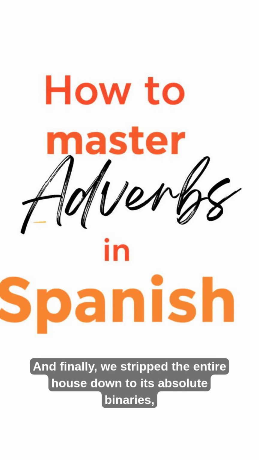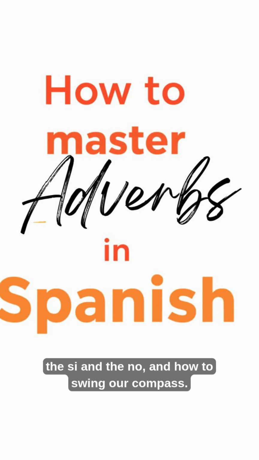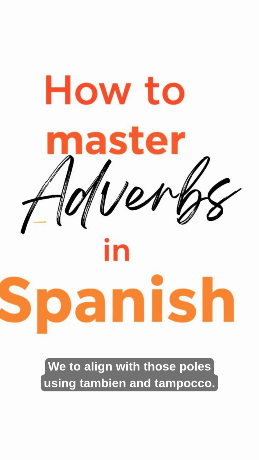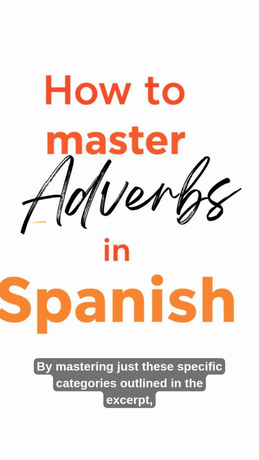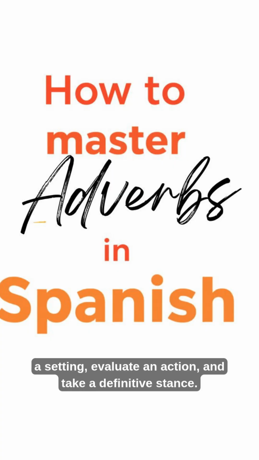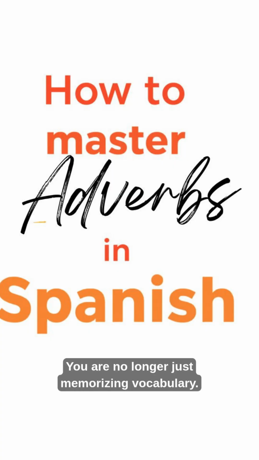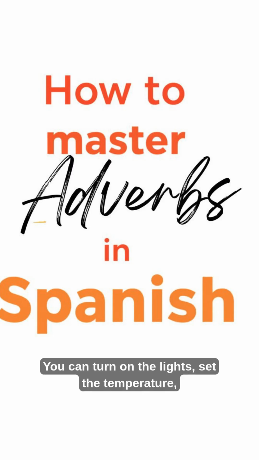And finally, we stripped the entire house down to its absolute binaries, learning how to firmly declare existence or non-existence using polar adverbs, the sí and the no, and how to swing our compass needles to align with those poles using también and tampoco. It is a masterclass in linguistic efficiency. By mastering just these specific categories outlined in the excerpt, you realize you already have all the tools you need to establish a setting, evaluate an action, and take a definitive stance. You are no longer just memorizing vocabulary. You are operating the machinery of the language. You have the blueprints, you can turn on the lights, set the temperature, and arrange the furniture however you want.